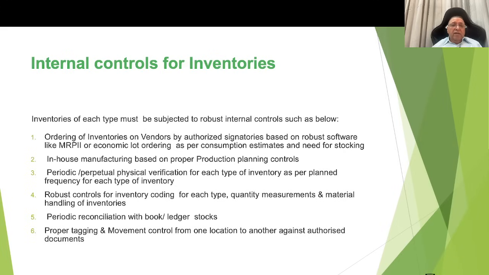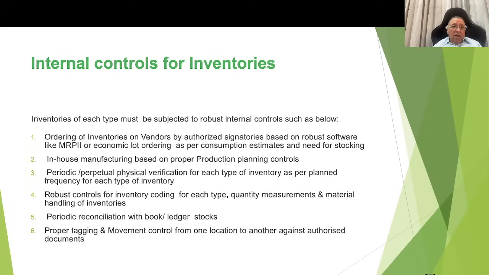Internal controls for the inventories is an additional point which I am just sharing. Inventories of each type must be subjected to robust internal controls such as below. Number one, ordering of the inventories on vendors by authorized signatories based on robust software like MRP2 or economic lot ordering as per the consumption estimates and need for stocking, like stocking for 15 days or 1 month or more in the case of imports.